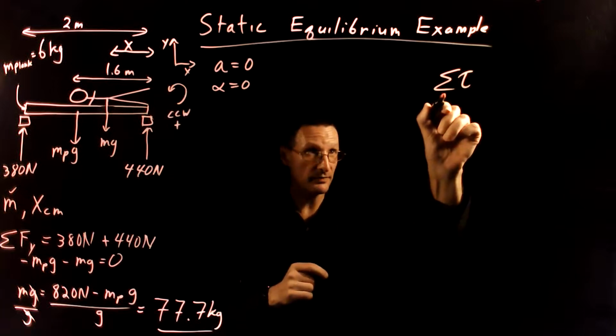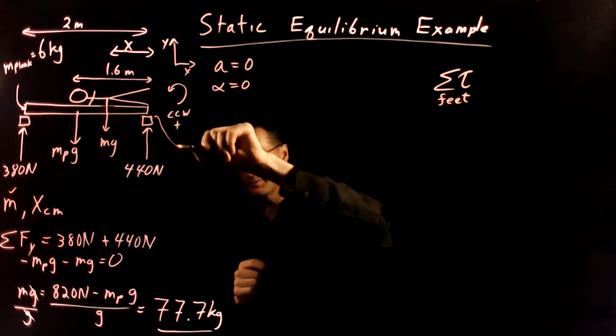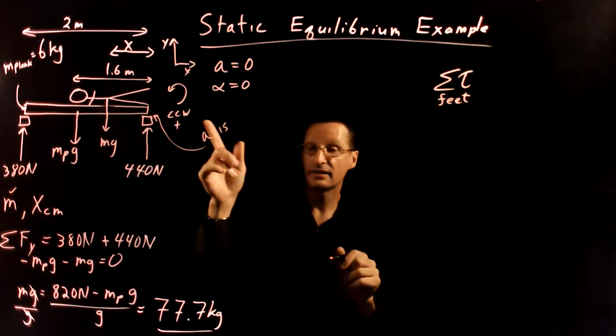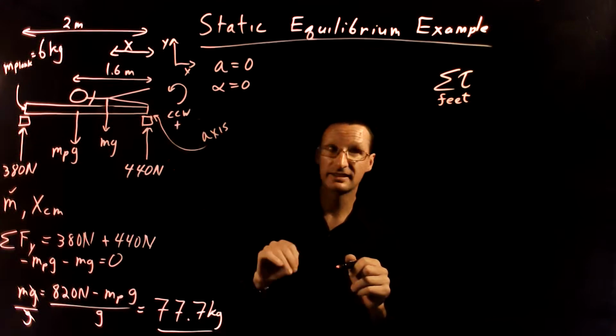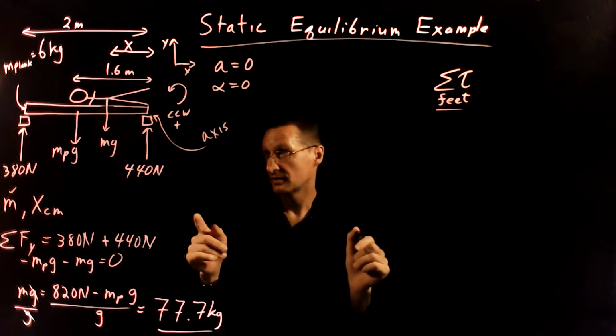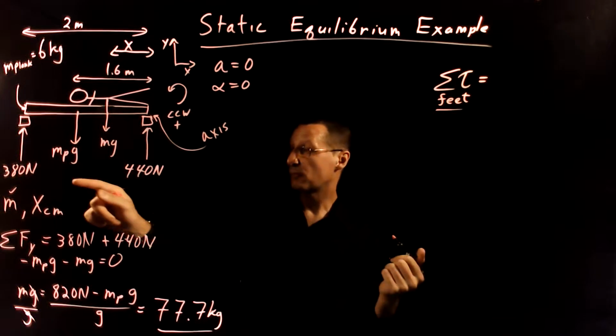So I want to sum the torques about their feet, so I'm going to put the axis of rotation there. It's always a good idea to label the axis of rotation, especially when you sum the torques. Always put that down. All right, so let's go force by force.